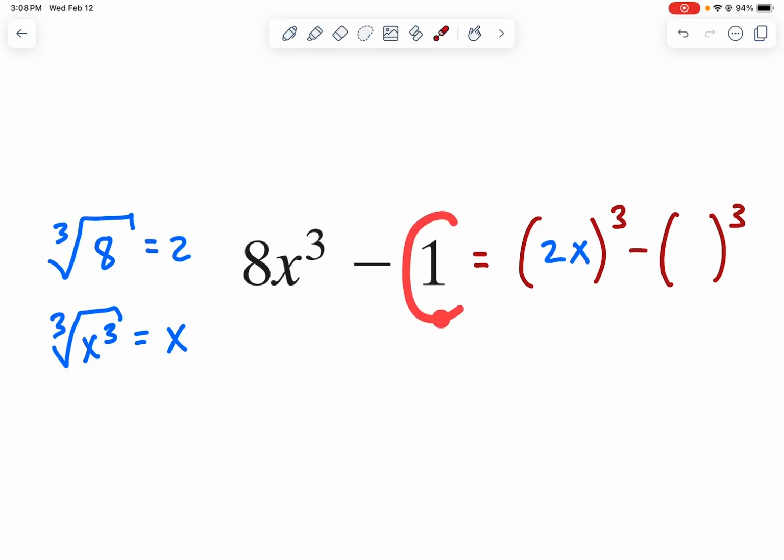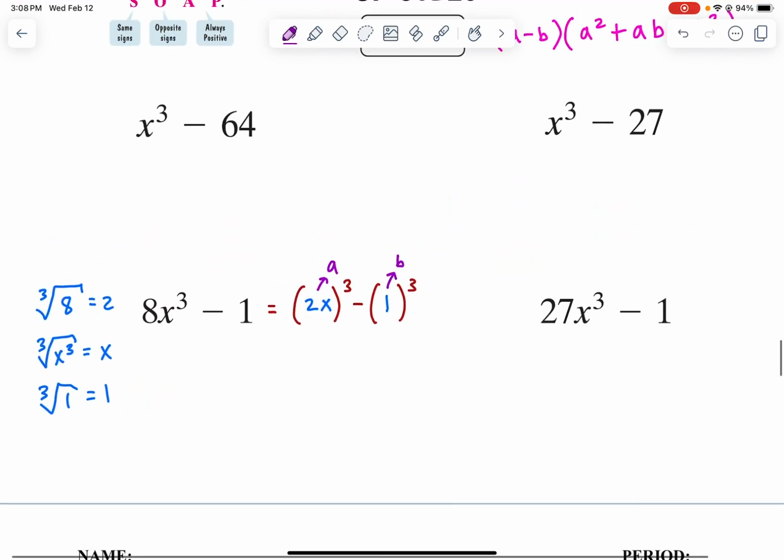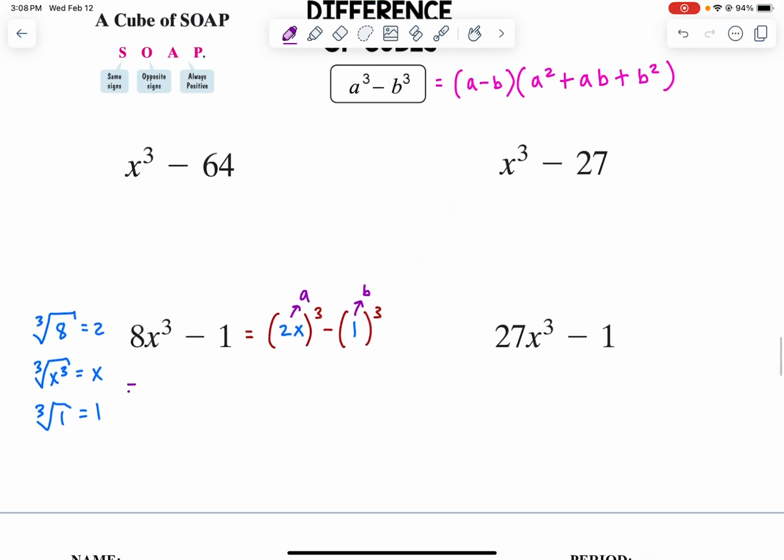And then once again, we're going to take the cube root of 1. If you type that in, that'll just give us a 1. So I'm going to type in 1 here. All right, so this was our a value, and this would be our b value. And so using that formula above, we're going to say this is equivalent to, now we're going to go and subtract a and b.